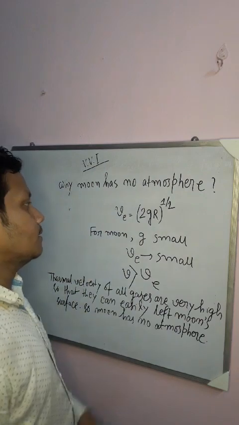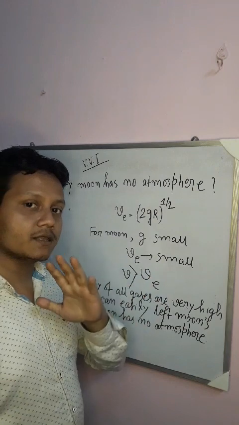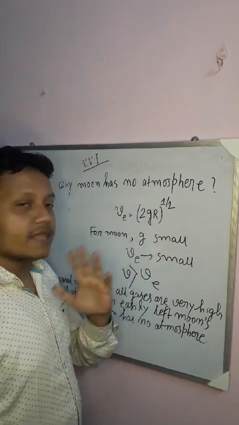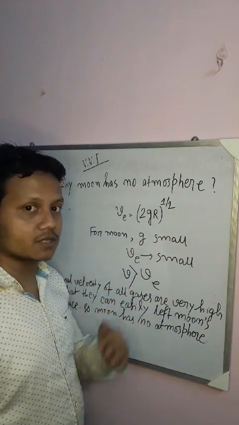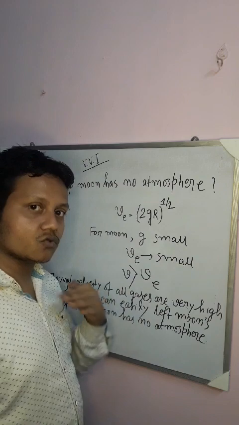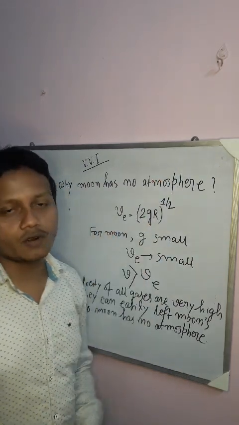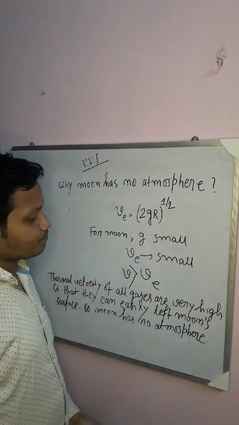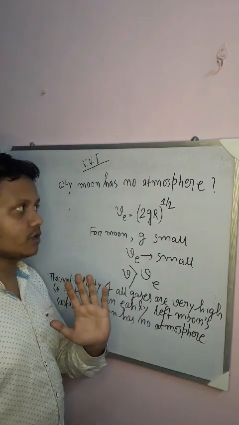Okay, at moon g is small, so escape velocity is small. That means the gases that are in the atmosphere will have greater thermal velocity than this escape velocity. So if thermal velocity is large, they will easily escape from moon surface. So that's why moon has no atmosphere. Okay, so this is a very important question. Okay, so this is the answer. So we can easily explain it from escape velocity.